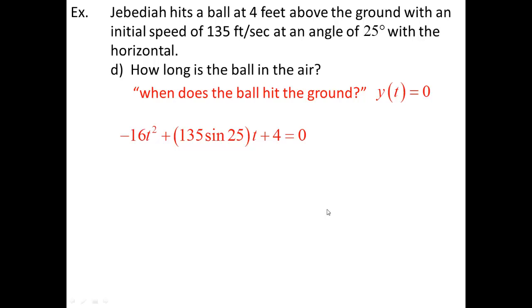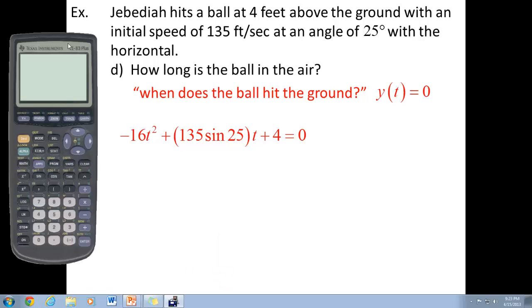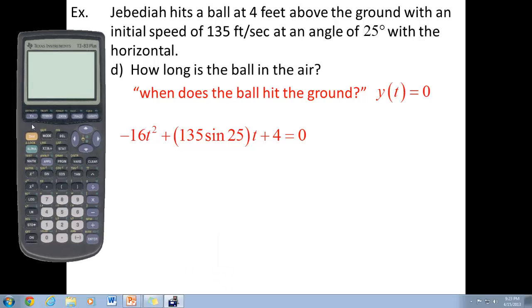Now again, this is a parametric equation originally, but I'm not solving a parametric equation, I'm only solving the y equation. So what I could do is go ahead and graph simply using my y equation. So let's pull up my calculator. Alright, so I'm going to go ahead and graph using only my y equation.